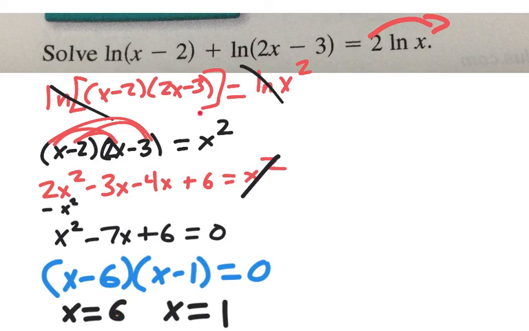So let's plug 6 in. 6 minus 2 is 4. That's fine. 2 times 6 is 12. 12 minus 3 is 9. That's fine. And then right here I'm just plugging in 6. That's fine. So 6 is good to go. Let's plug in 1. 1 minus 2 is negative 1. That's not allowed. I cannot have a negative argument. Therefore, 1 does not work. The only viable solution is 6.